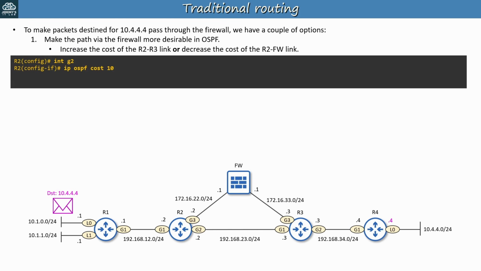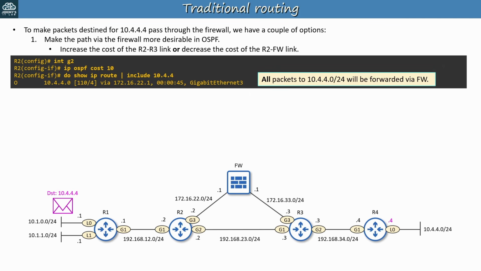I configured R2's G2 interface, connected to R3, with a cost of 10. And here is the result. Now the route via the firewall is installed in the routing table, instead of the route via R3, because the total OSPF cost via R3 is now higher. As a result, all packets to the 10.4.4.0/24 subnet will be forwarded via the firewall.